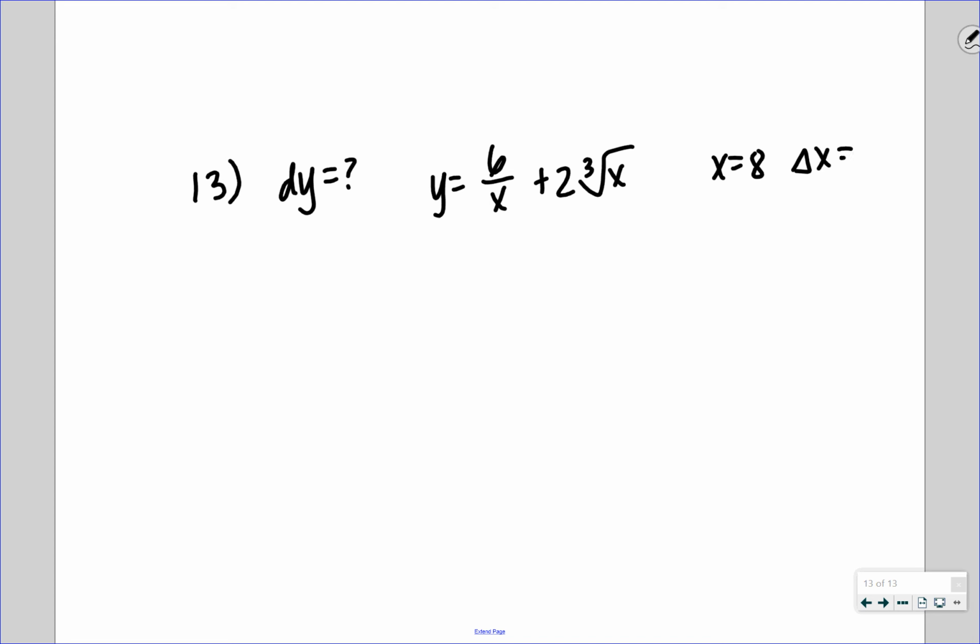13. Evaluate dy. dy equals question mark, when y equals 6 over x squared plus 2 cube root of x. I give you x equals 8 and delta x equals 2. So delta x again means dx. Okay, so I'm looking for dy, which means I need to derive this. Before I derive this, I'm going to rewrite it: 6x to the negative second plus 2x to the 1/3. This is what I'm going to derive.